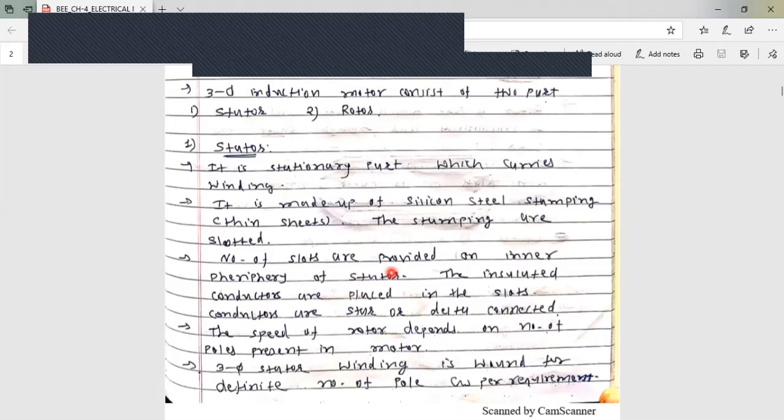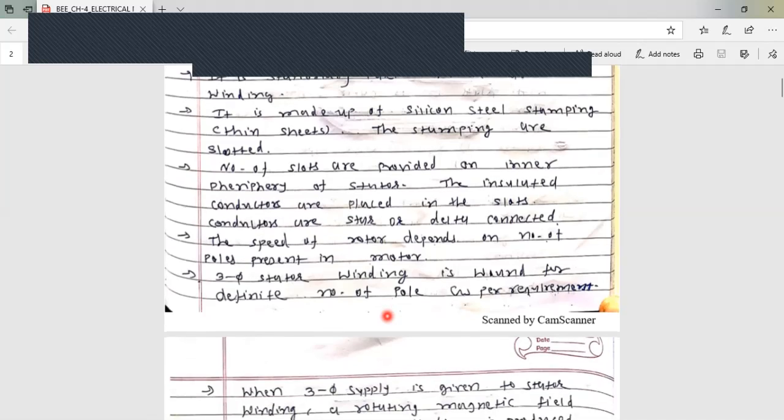A number of slots are provided on the inner periphery. Keep in mind that the stator has inner slots. Insulated conductors or windings are placed in these slots. The stator windings are star or delta connected. The speed of the rotor depends on the number of poles present in the motor. We will understand this sentence after the discussion of the rotor.